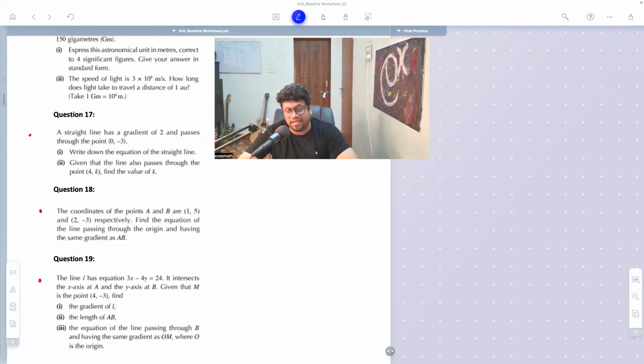Question number 17. They say there's a straight line which has a gradient of 2. Okay, so it means the m value for the line is 2. And it passes through the point (0, -3).